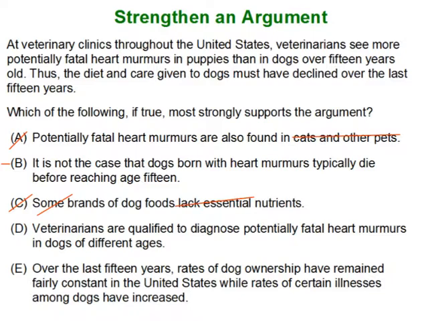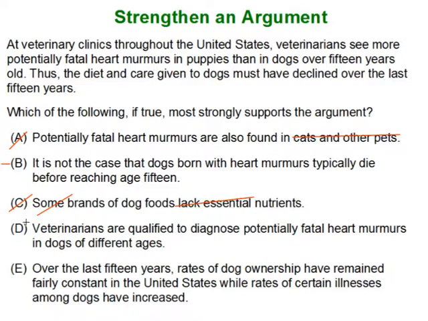With answer choice D, very appealing answer here. In fact, I think most people choose D on this question because it seems to support this premise. The vets know what they're doing, so that supports the premise. The problem here is that logically, this does nothing for our conclusion. So just because we say, yeah, you're right, the vets do know what they're talking about. They know a heart murmur in a puppy versus a heart murmur in a dog that's 15 years old. So what does this have to do with the diet and care declining?